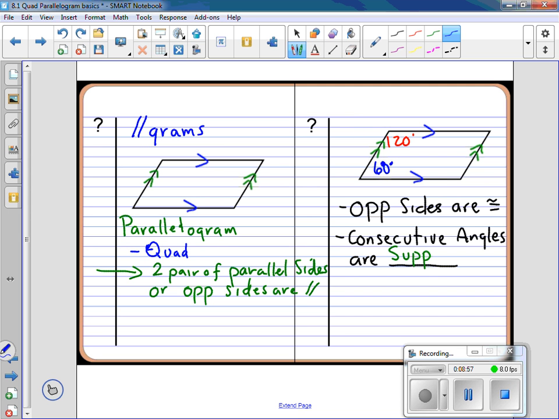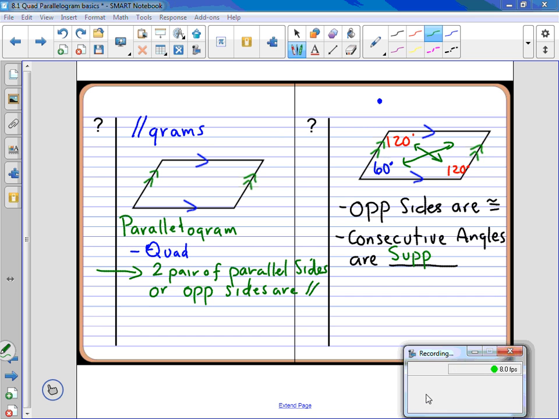Now, this angle right here, the 60, and this one over here are consecutive interior angles. So we know that this pair of angles are supplementary as well. Well, that leaves that one to be 120, just like the other one. Now that opens up another characteristic that hopefully you see, and that is that opposite angles are supplementary. I'm sorry, not supplementary, but congruent.